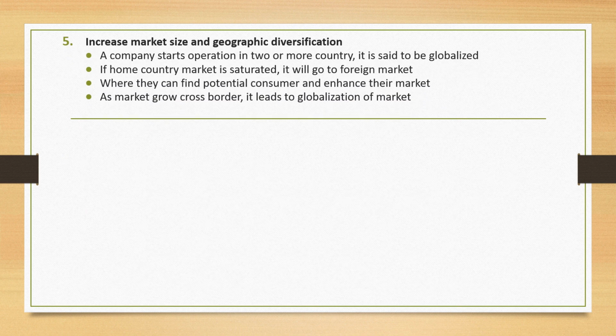Next is increase in the market size and geographic diversification. When a company starts operation in two or more countries, it is said to be globalized. If the home country market is saturated, it will go to the foreign market where it can find potential consumers and enhance its market. As markets grow cross-border, it leads to globalization of markets.